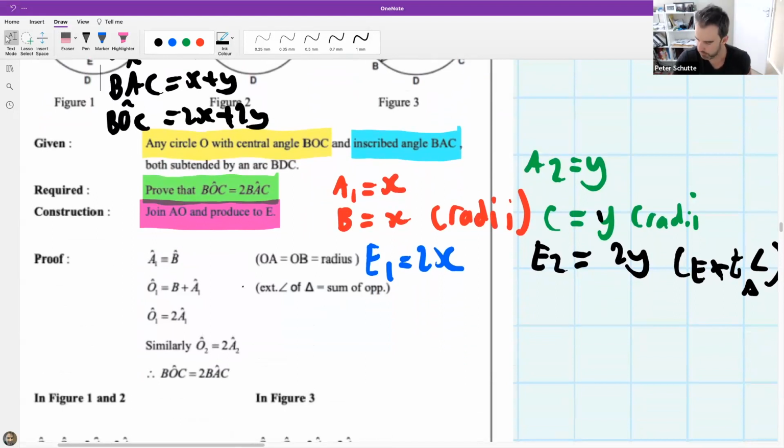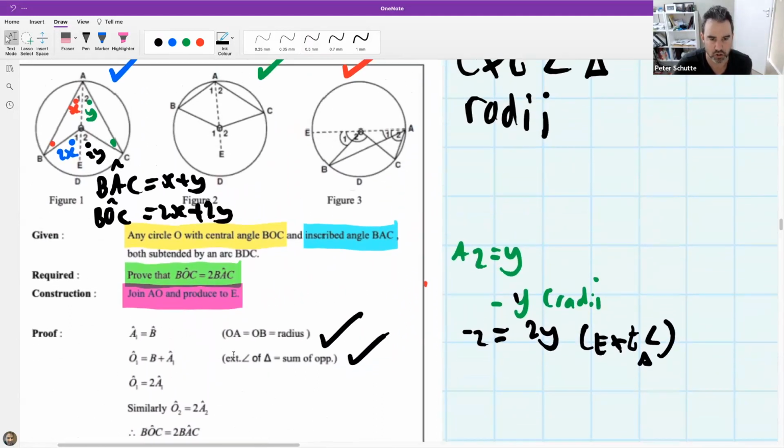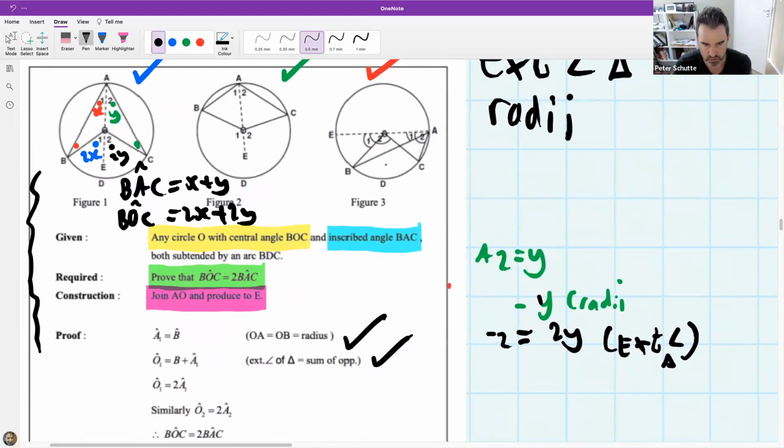All we did here was we made the two things equal, like AO equals OB, radius. Then we knew that that one plus that one is equal to that. And we showed that the angle at the center is twice the size of the angle at the circumference. So that's all we had to do in terms of that theorem.